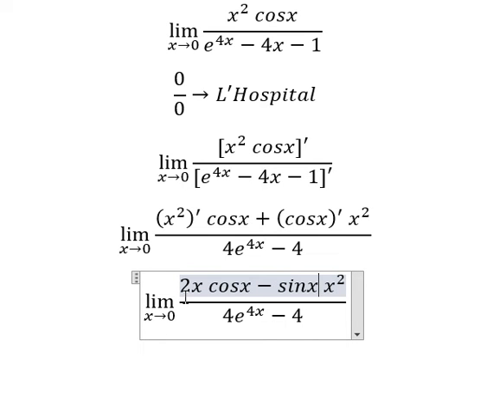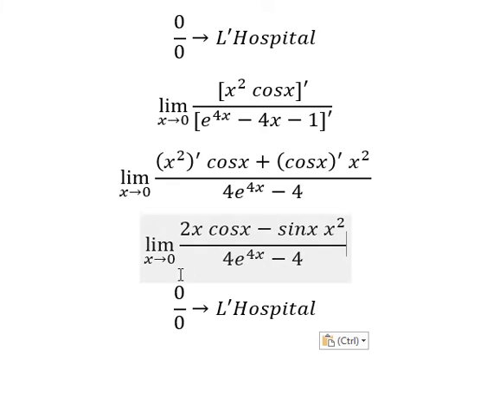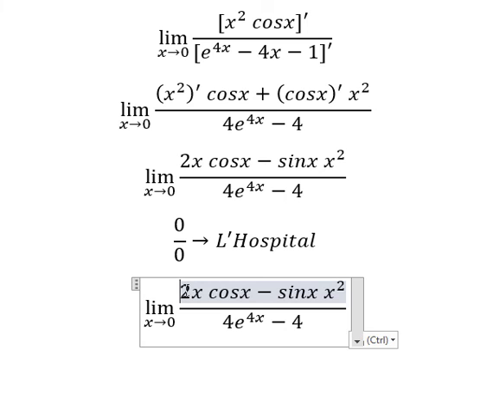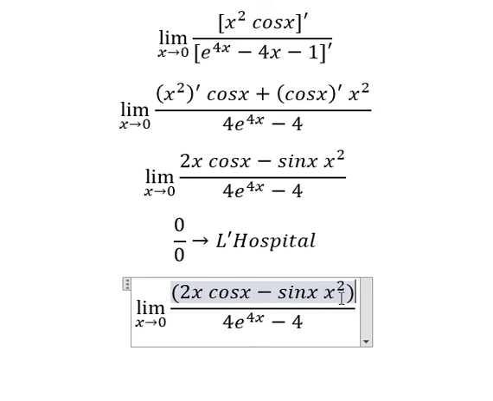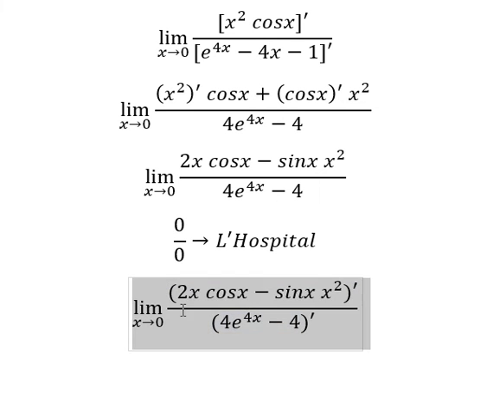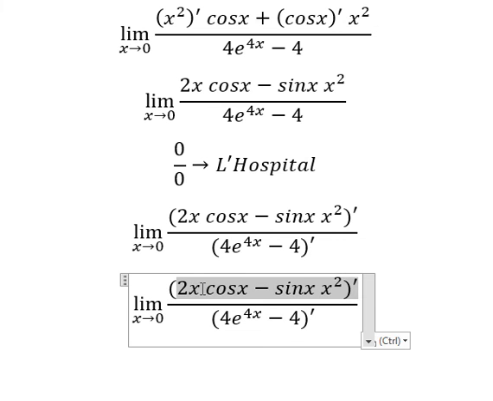So if we put the number 0 in here and here, we still get 0 over 0. So we use L'Hospital's rule again. We take the first derivative here, on the numerator.